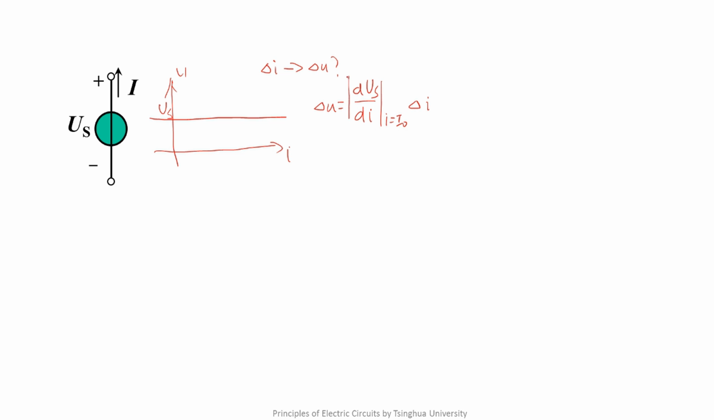Look at it. Because it is a straight line in the UI plane, the value must be equal to 0. So it is a zero resistor, or a short circuit line, in the small signal model.